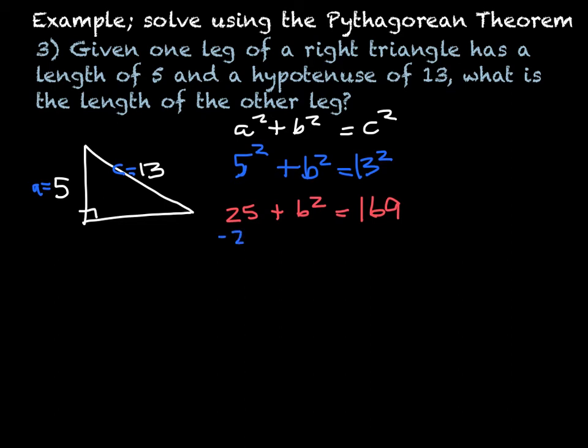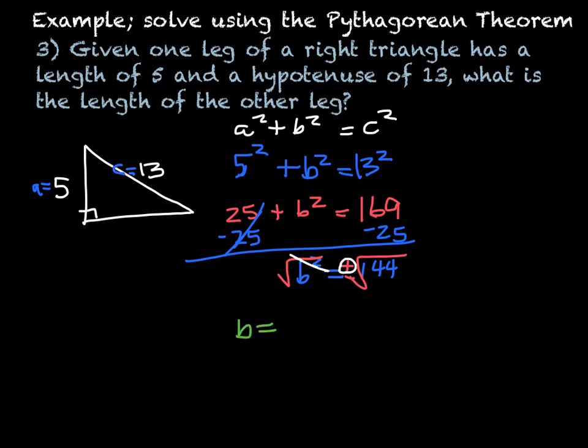Okay, now I'm going to be solving. So I have to subtract 25 from both sides so that I can get the b isolated, leaving me with b squared equals 144. And then I can take the square root of both sides. And again, I know that it has to be the positive because I can't have a negative length. So my final answer is going to be b equals the square root of 144, which is 12. So that would be your final answer.